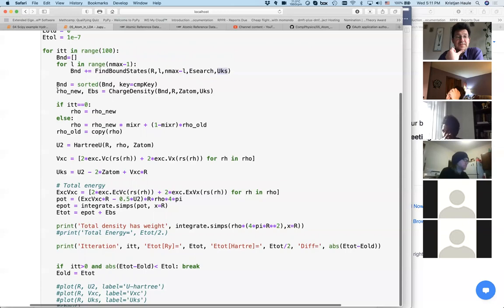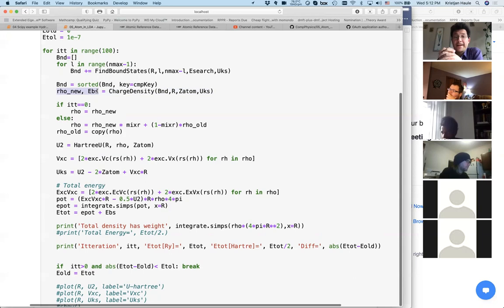So once we have these bound states, we sort them with the sorting method in such a way that we just compare the bound state energies. And this is just fine. It turns out that all the degeneracies are gone when we switch on the interactions. So in the interacting system, you don't need to take care of the degeneracy because the accidental degeneracies disappear. Then we calculate the charge density with the algorithm that we implemented above, which needs the bound state energies and this U Kohn-Sham potential. And this gives us the new charge density and the sum of all bound state energies.